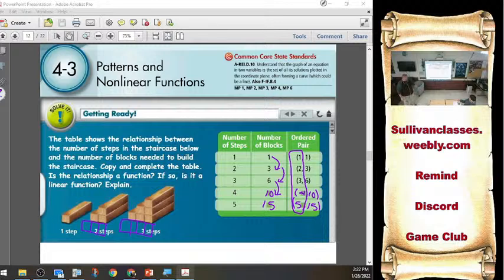No. I only used all of them once. So yes, is it a function? I would say yes, because every x goes to 1 y. That is the literal definition of a function. Or if you want to get a little more technical, every element of the domain maps to exactly one element of the range.